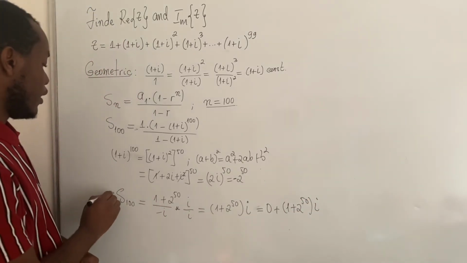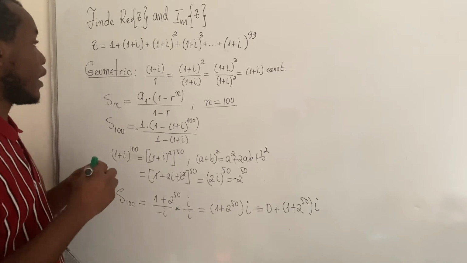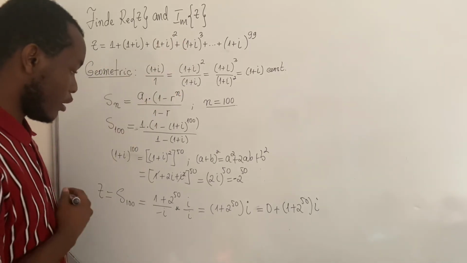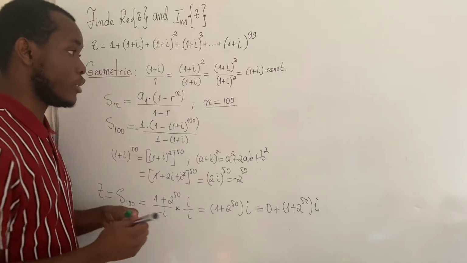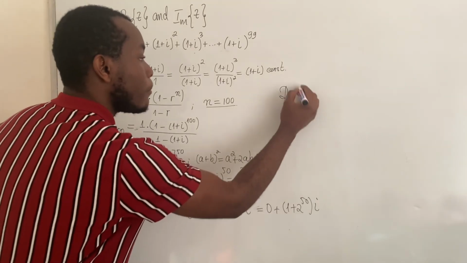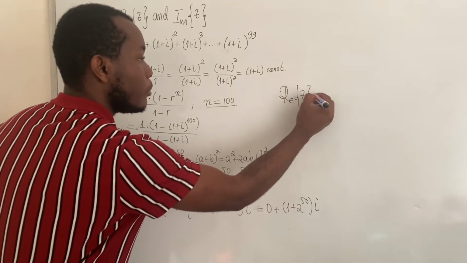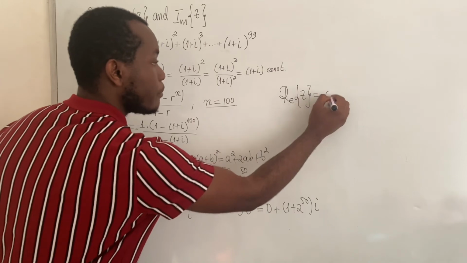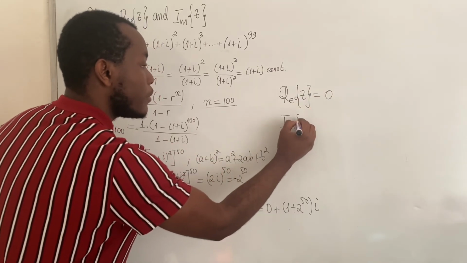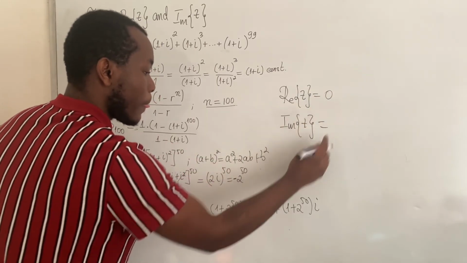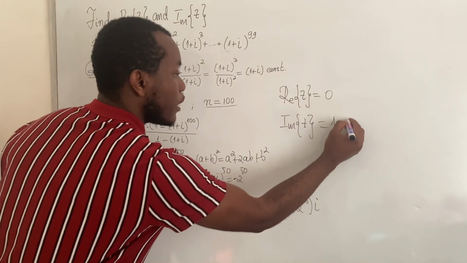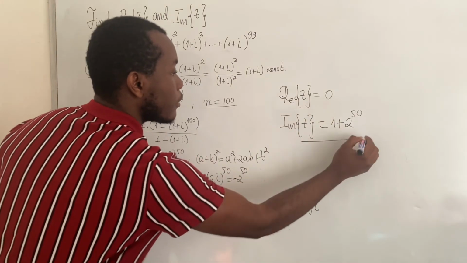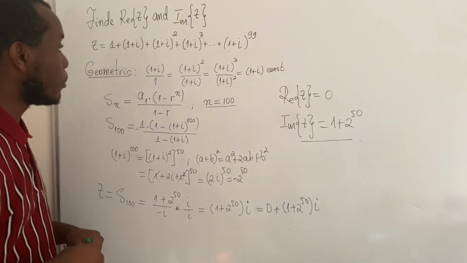So this is equal to Z, because Z is the expression that is written in the form of these sequences. So that means the real part that we are required to find of Z will be 0, and the imaginary part of Z will be this expression, 1 plus 2 to the power 50. Okay, that's how we will solve this problem.